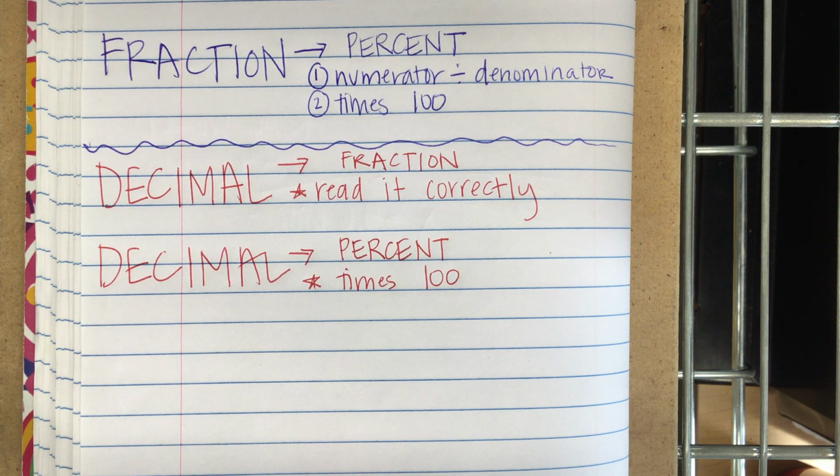Percent means of 100. Cent means 100. A century is 100 years. Percent means of 100. So if you have a decimal, you can always convert it to a percent by multiplying by 100.